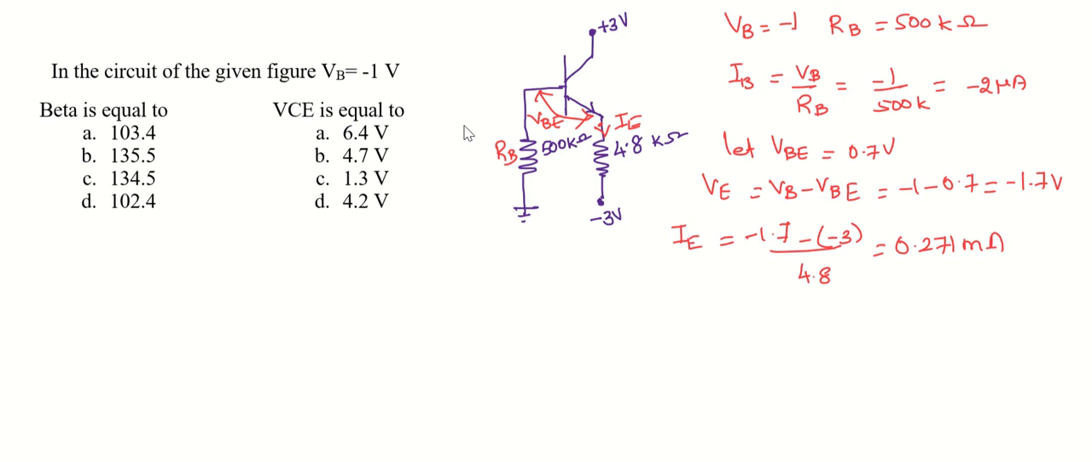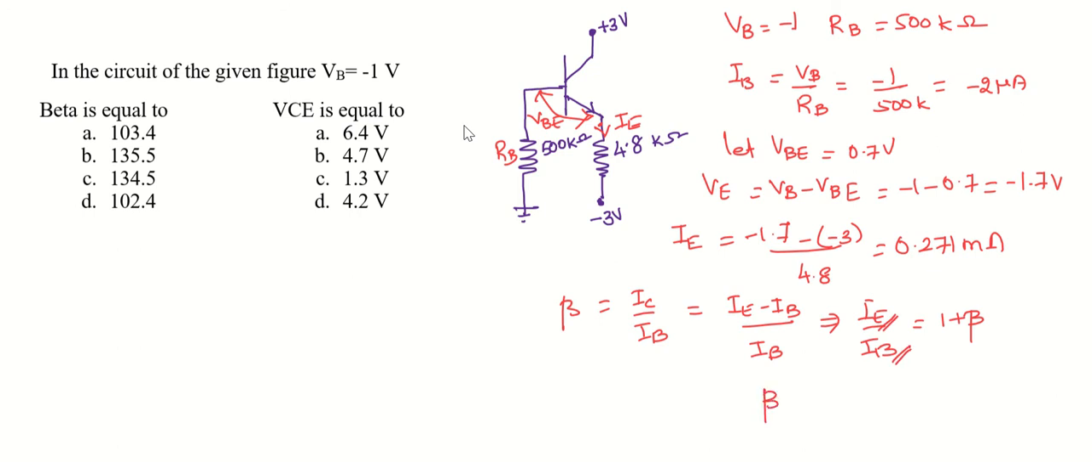Okay. We have to find beta. We know that beta equal to IC divided by IB, and we can write it like this: IE minus IB divided by IB. Hence, IE by IB equal to 1 plus beta. We have this IE, we have IB. From this equation, we can find beta. So, beta equal to 134.5 when you simplify this equation. Now, to find VCE.